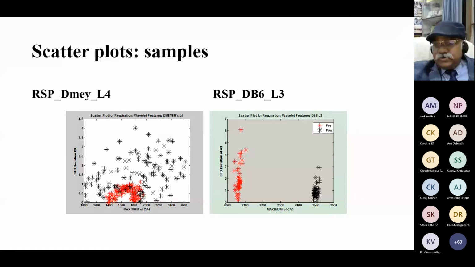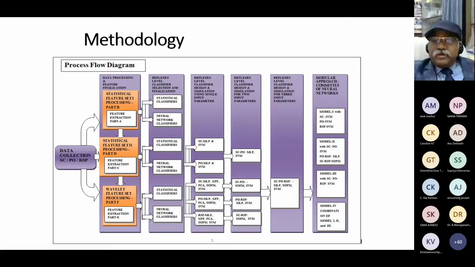Here also very good separation, clear separation in respiration Daubechies level 6 and order 6 and level 3, and respiration DMA level 4. So this is the process flow diagram of this work, which has used so many concepts like data, skin conductance, pulse oximetry, respiration, then three feature sets with preliminary analysis.